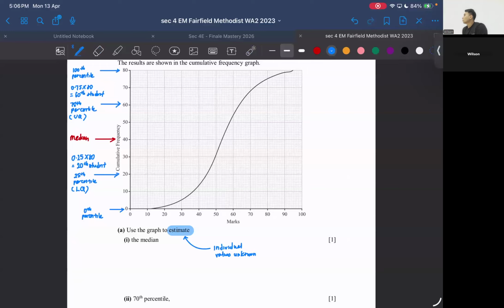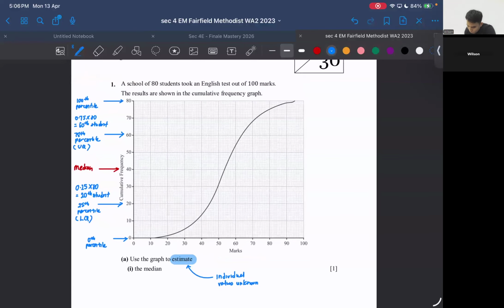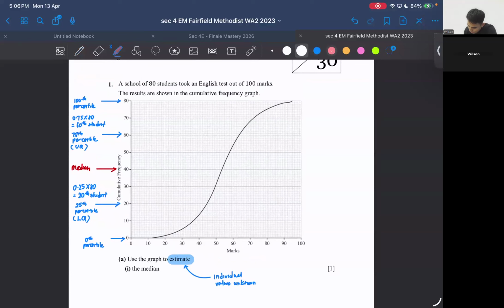If it's known, this would be known as discrete data. But for our cumulative frequency curve, just one more piece of information for you to highlight: this is continuous data. So a lot of things to unpack for this particular question, which is continuous data. This is an estimation because our individual values are unknown.